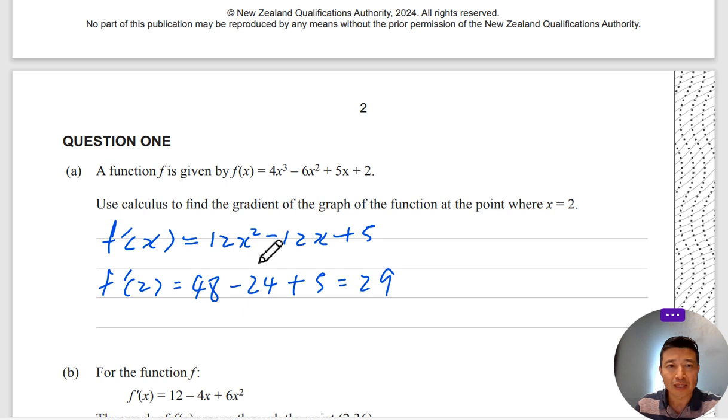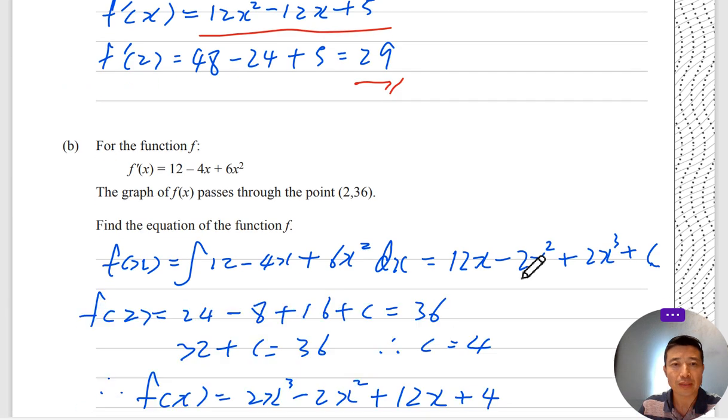Okay, question 1a. A function f is given by f of x is this. Use calculus to find the gradient of the graph of the function at the point where x equals 2. It's an easy question. So you differentiate as I did here, right? I'm going to underline here, right? And then you just plug in 2 and you will get 29, right?